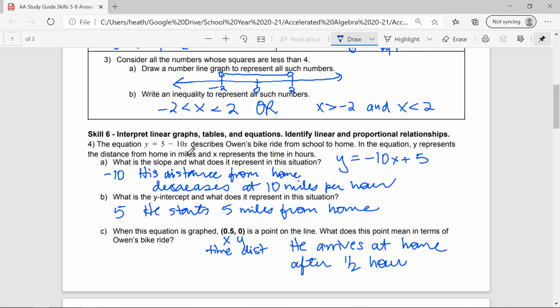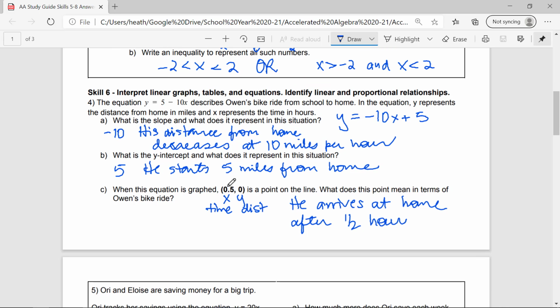Okay, this one, I rewrote the equation in regular old slope-intercept form with the -10x first, just so I could realize that that's the slope. So the slope is -10, and something's decreasing whenever we have a negative slope. What's decreasing here is his distance from home. So his distance from home decreases at 10 miles an hour. And then the y-intercept, of course, is 5. So if he's going from school to home, that school must be 5 miles from his house. So he starts 5 miles from home.